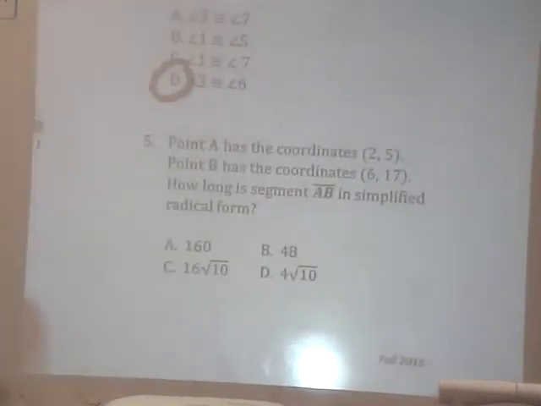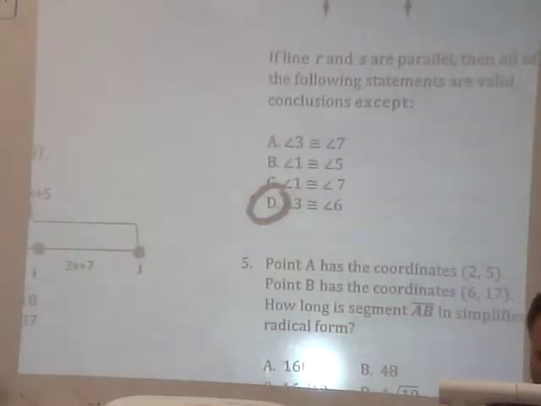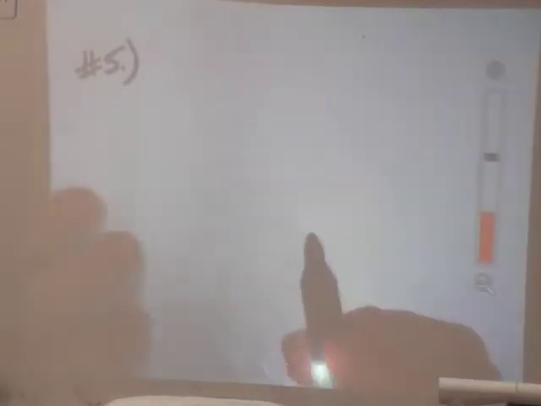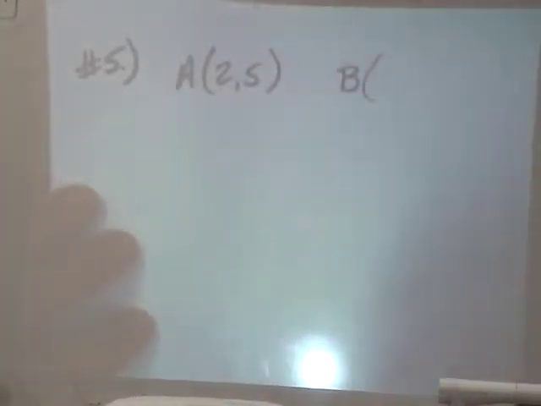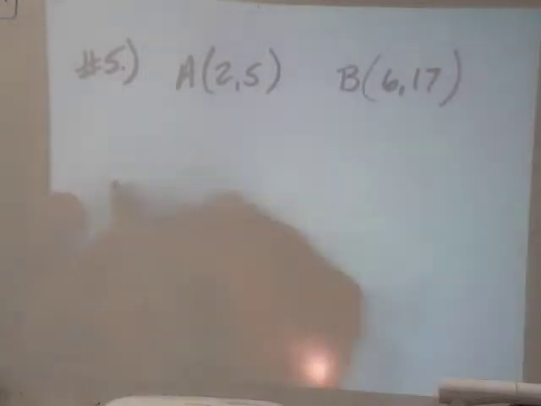All right, number 5. Point A has the coordinates 2, 5, and point B has the coordinates 6, 17. How long is the segment? Simplified radical form. What formula do we need? Distance formula, right? Yeah. All right, so they give us the points. A is 2, 5, and B is 6, 17. Distance formula.